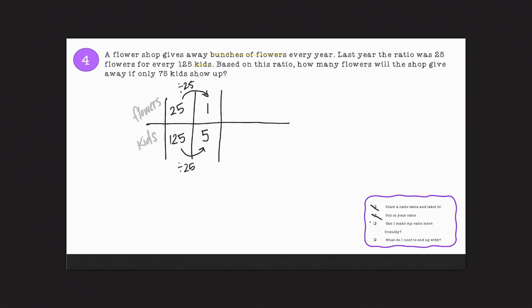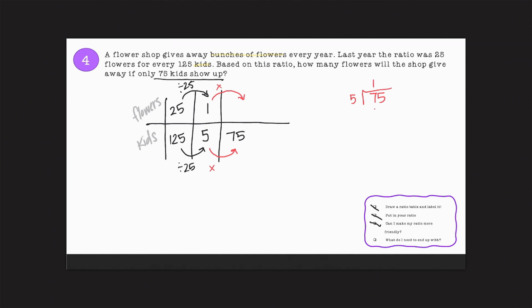Now that we have our friendly ratio, we're going to look and see, what do I need to end up with? Well, it tells me that I need to figure out, if only 75 kids show up, how many flowers are they giving away? So that means I need to look here. What did I multiply times 5 to get 75? And if I get that value, that means I can do it up here to make an equivalent ratio. So 75 divided by 5.